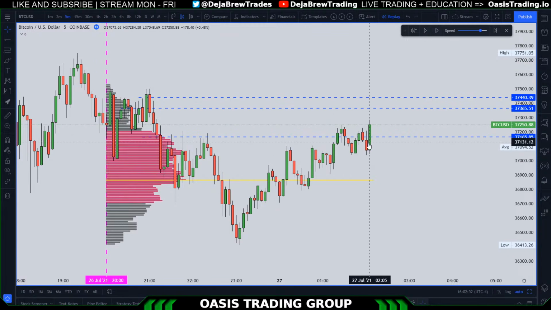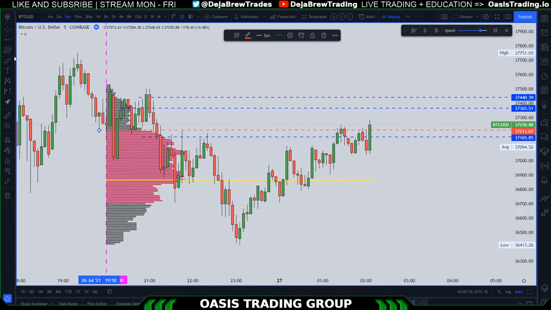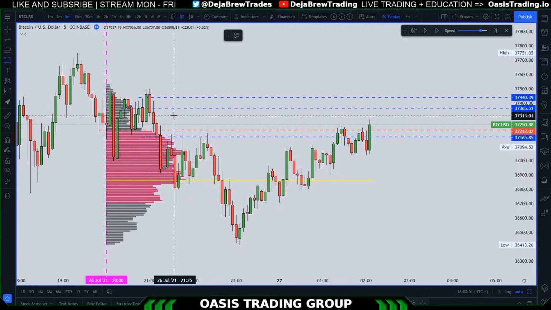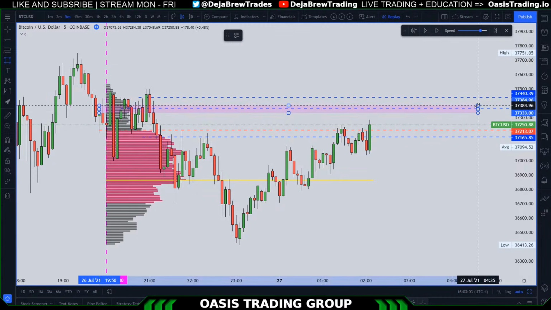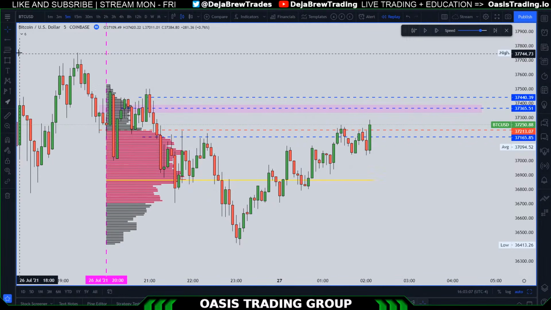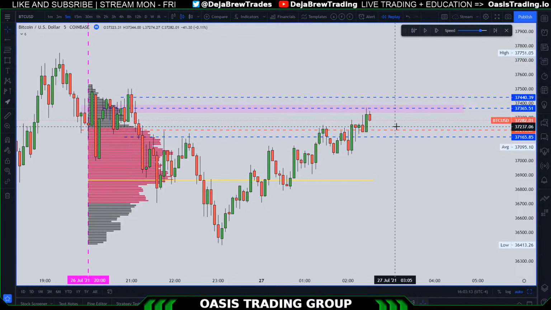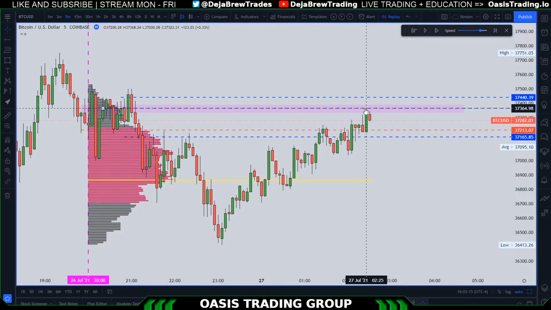Okay, so actually, let's mark out some levels. So we have that value area high there. We have a little bit of a node right here, which was our POC before we shifted. And then we don't really have anything above that. So let's watch this. Okay, there's that node. So this is the previous POC, the initial balance POC, being retested.